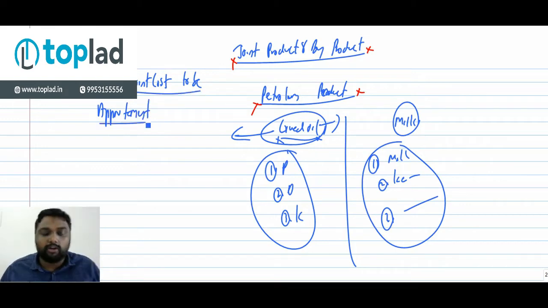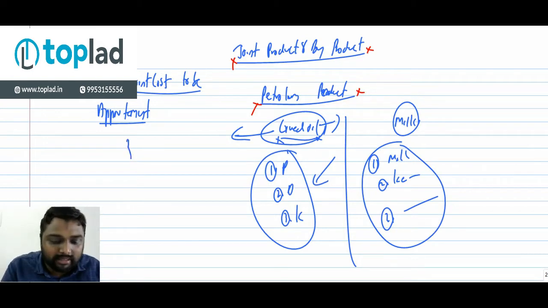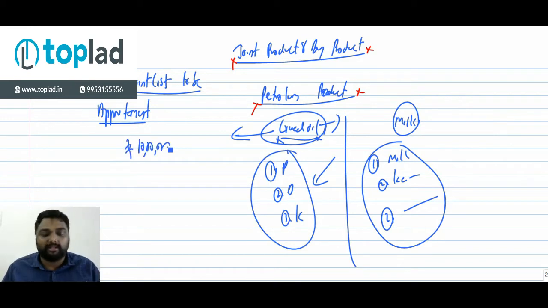What is the meaning of this? That means the common cost incurred, the main raw material for petrol, diesel, kerosene, everything is crude oil. You have paid, let's say, 10 lakh rupees. So how to apportion this to petrol, diesel, kerosene? This is the first question.